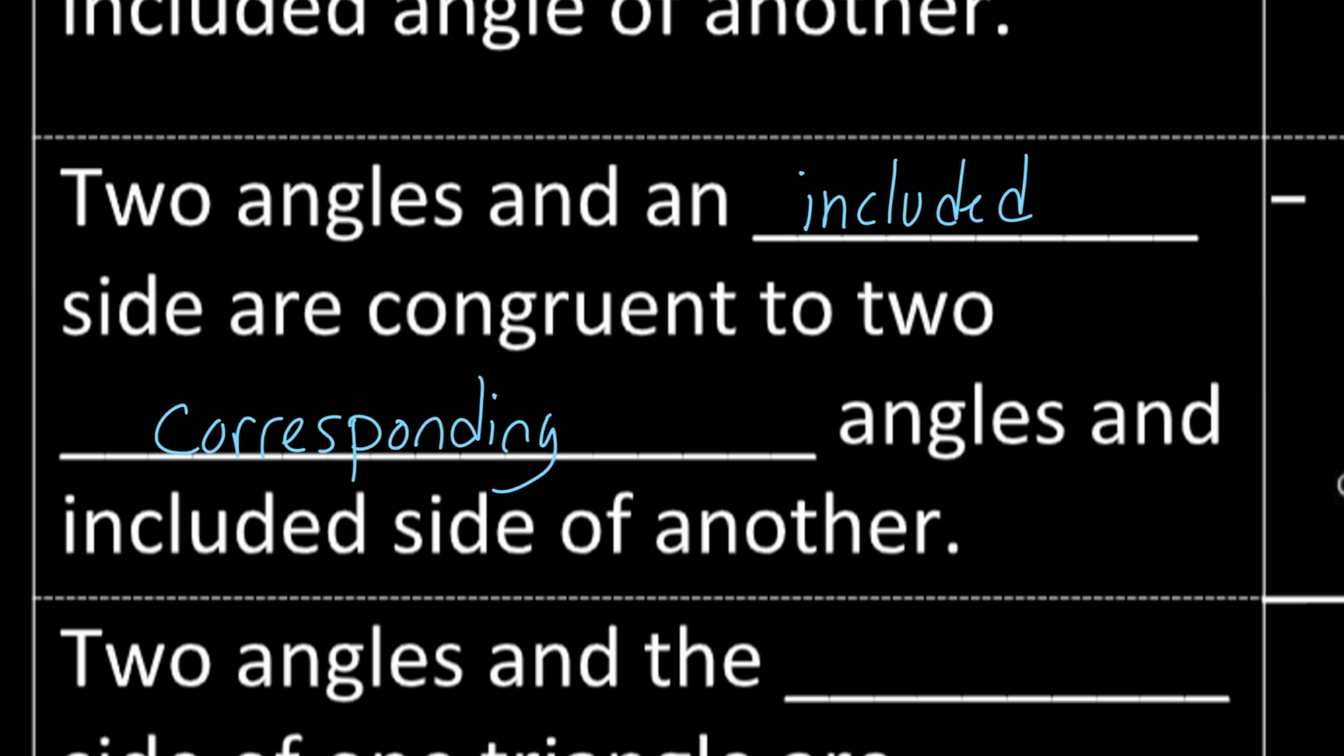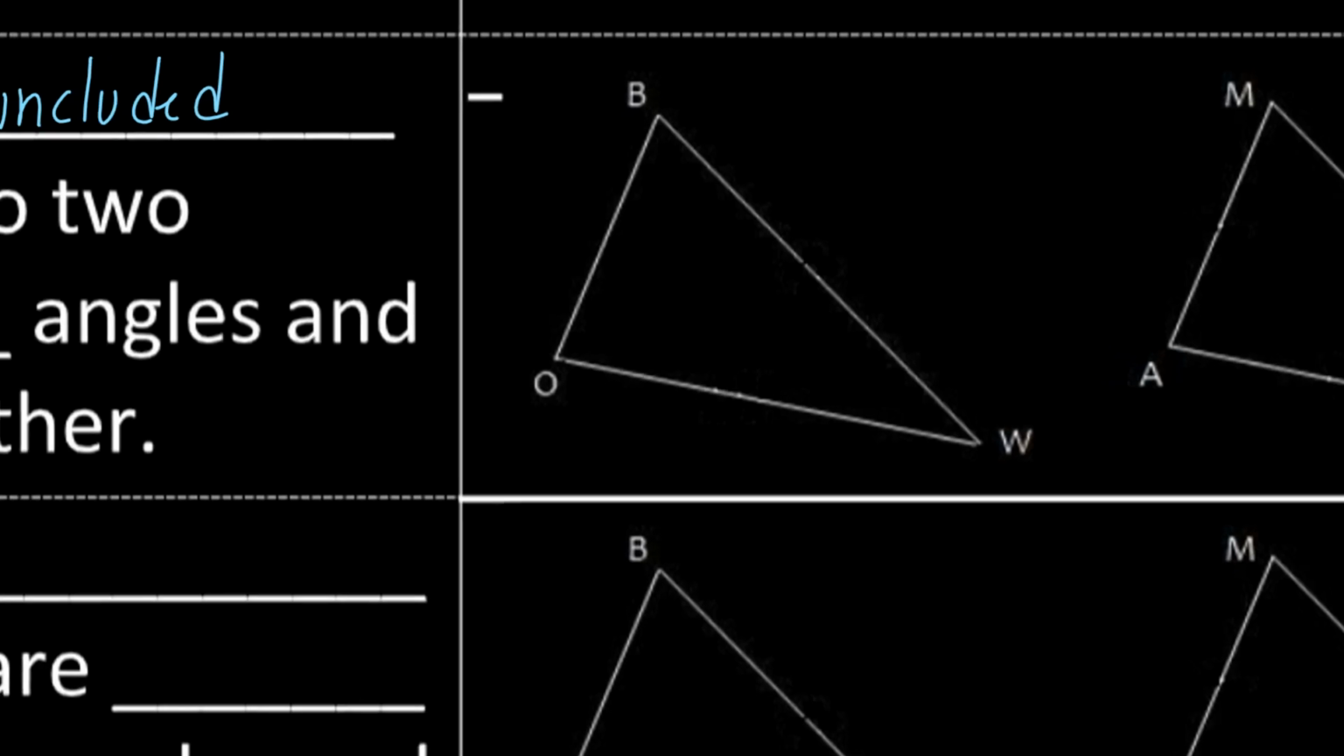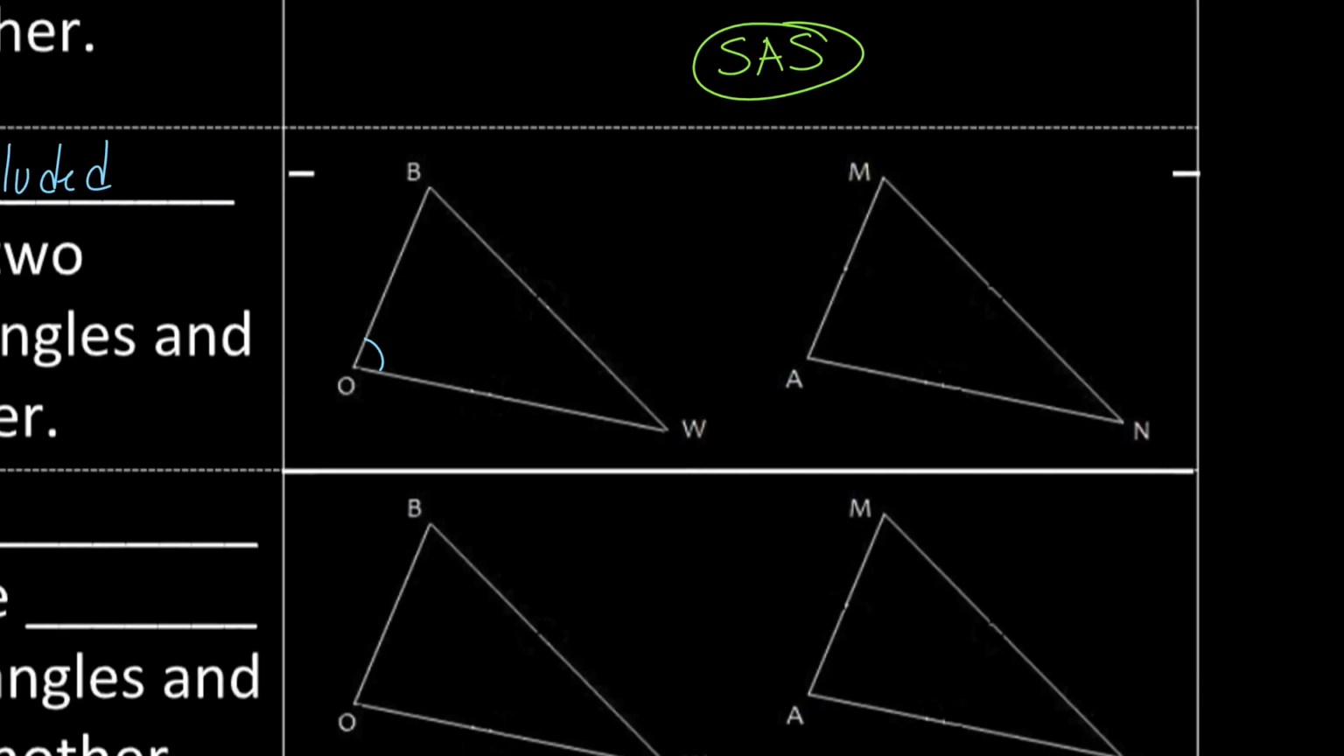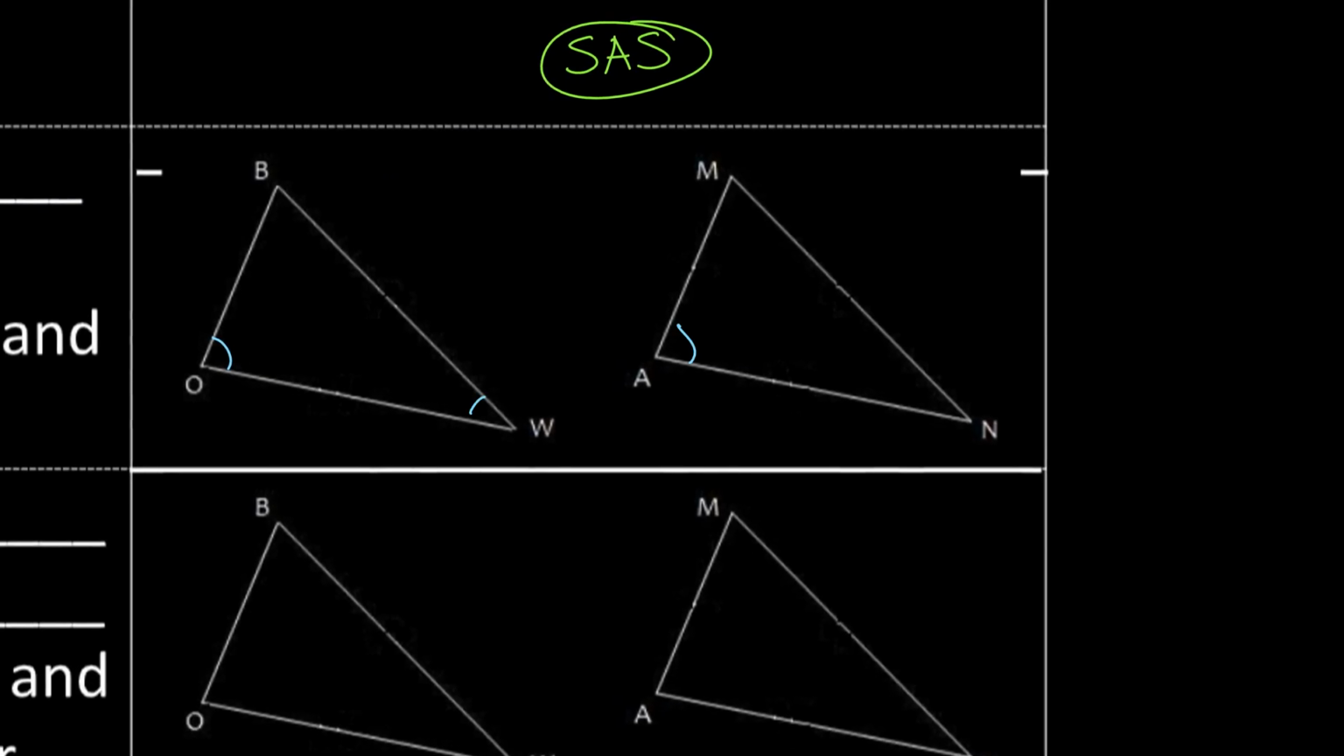So where is the side in comparison to the angles? In between the two angles. It's included between the two angles. So over here, I'm going to mark O congruent to A and W congruent to N. And if I have an included side, where's it going to go? On the left triangle, which side? OW congruent to? On the right? AN. Beautiful.